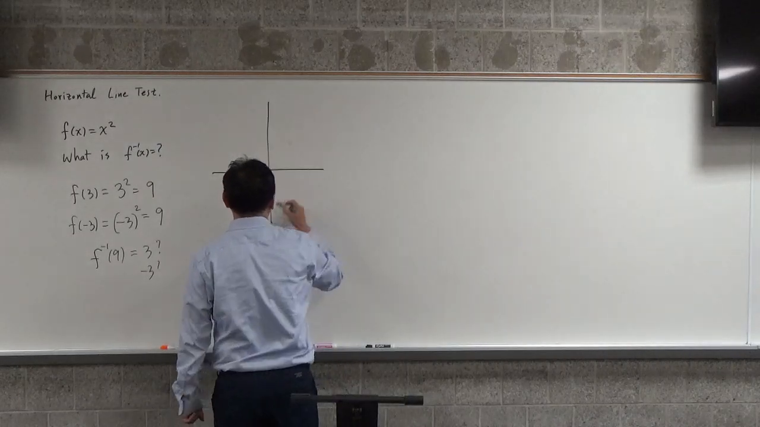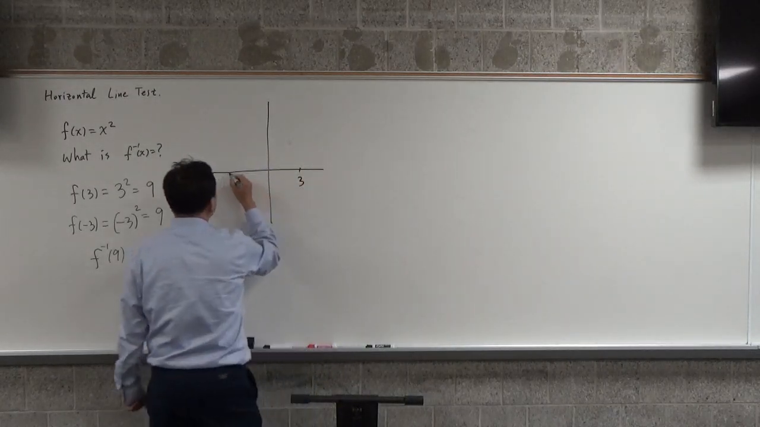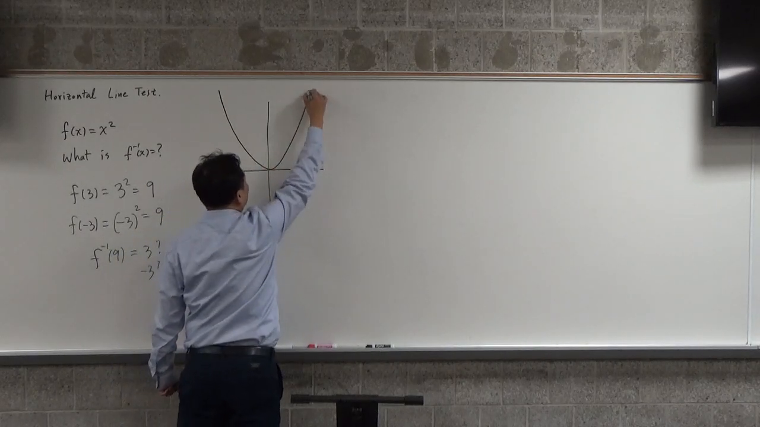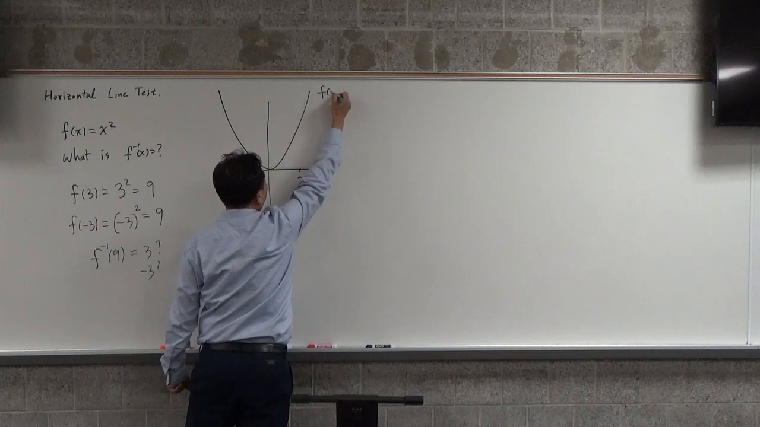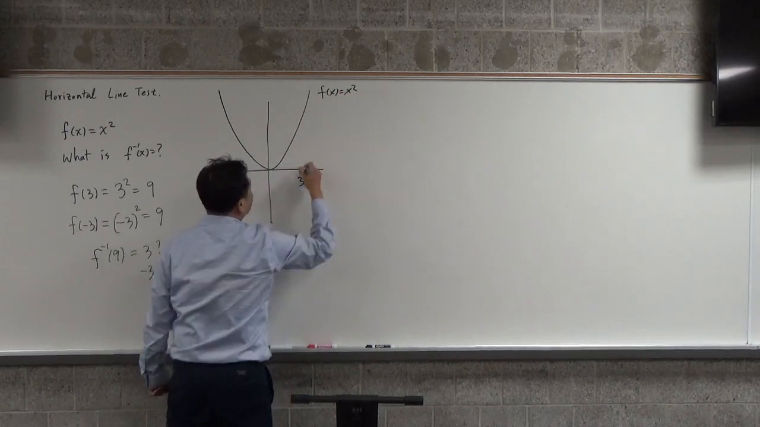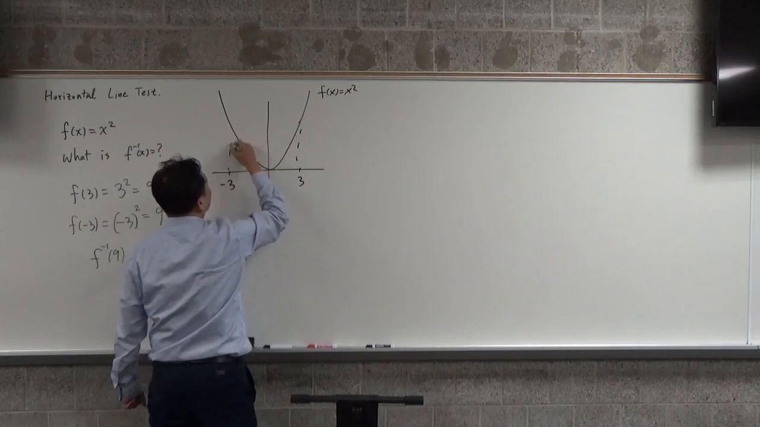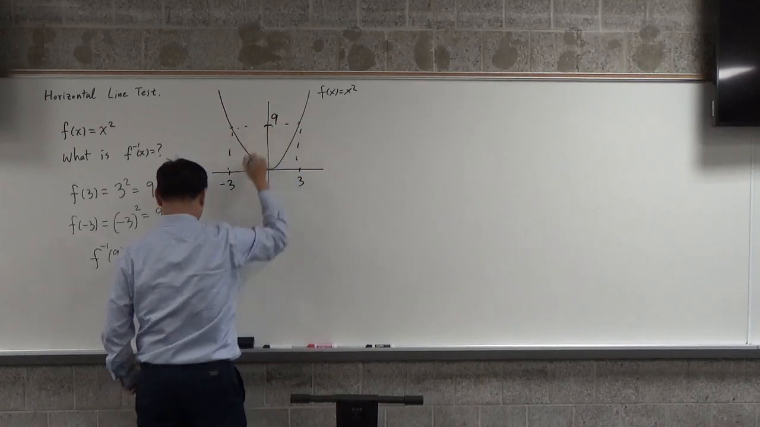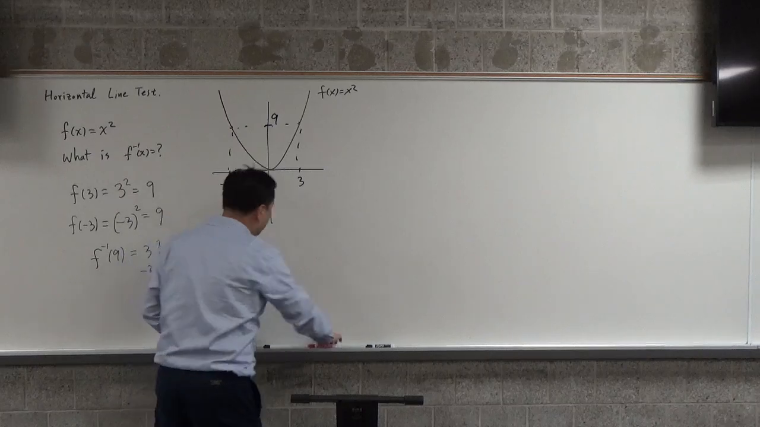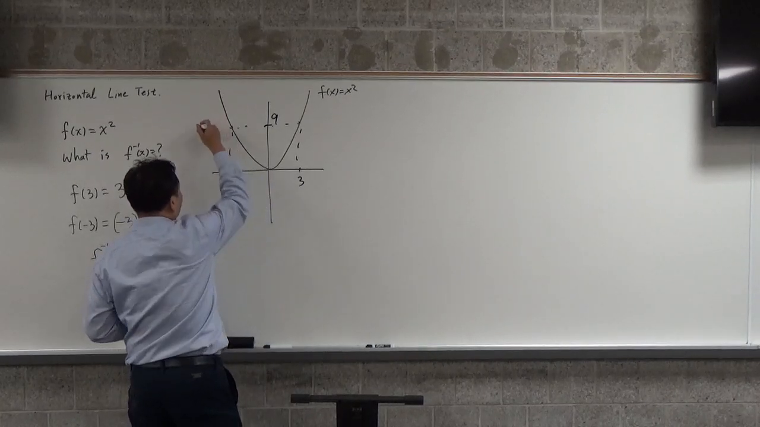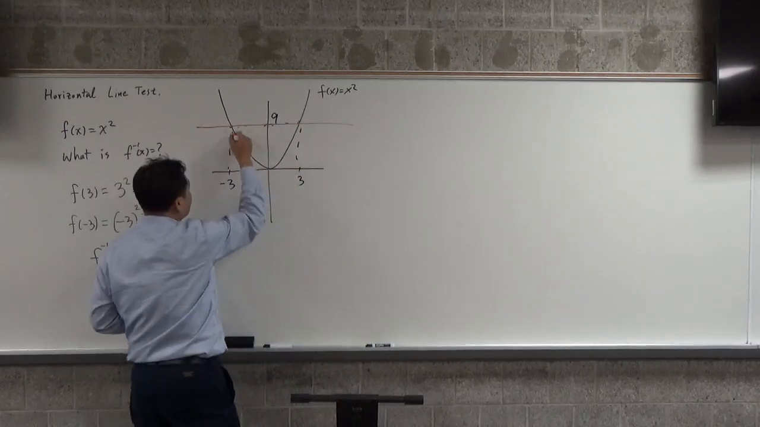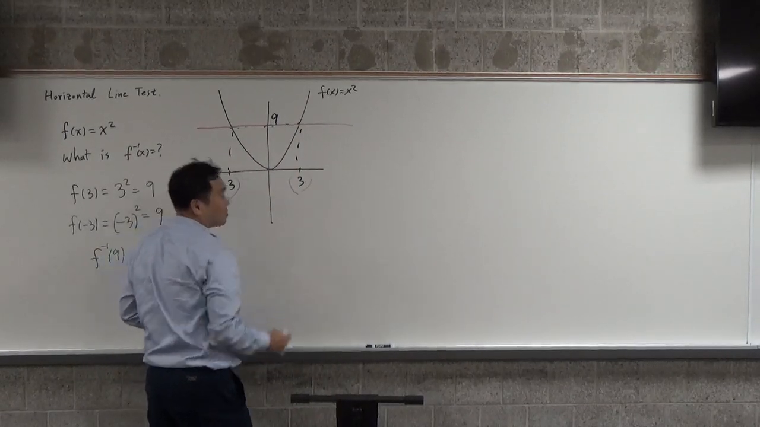Graph-wise, here's 3, here's negative 3, and the graph of y equals x squared is this one, right? f of x equals x squared is a parabola, so that they both give you this value 9. Therefore, if you draw a horizontal line going through 9, it's going to meet at x equals -3 and x equals 3.